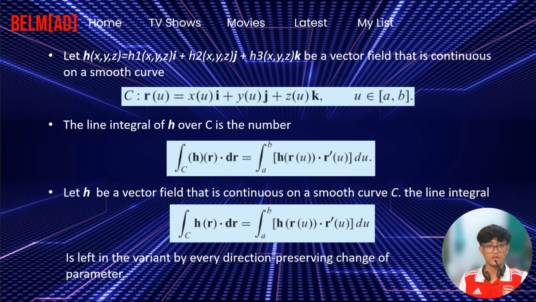Okay, so the next one, let H be a vector field that is continuous on a smooth curve C. The line integral, so we have this formula, the same as above, is invariant under every direction-preserving change of parameter.